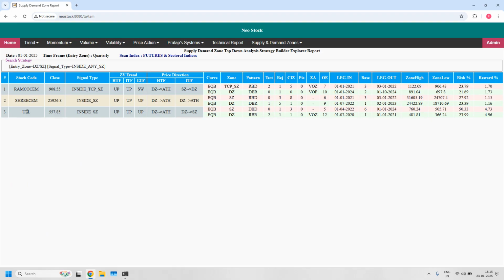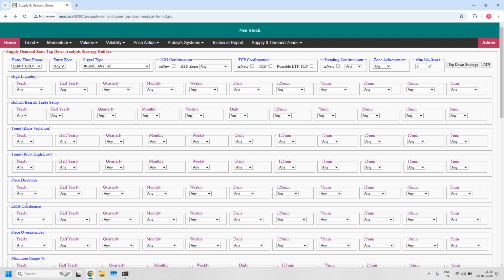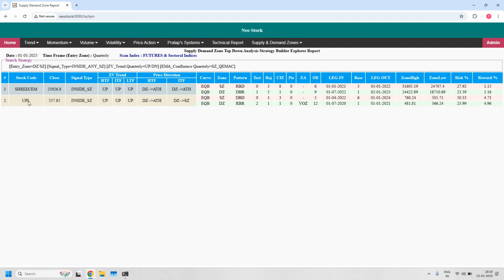Let's check if any of these stocks are having quarterly EMA Confluence for the quarterly supply zone. In the EMA Confluence quarterly time frame, quarterly supply zone having quarterly EMA Confluence. Trend on quarterly can be up or down. Let's filter. 2 stocks are filtered. These 2 quarterly supply zones are having quarterly EMA Confluence.